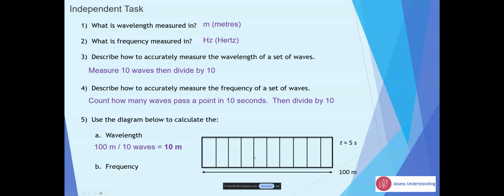Here we can see we've got 10 waves, and it's taken 5 seconds for 10 waves to pass. These waves are moving, and to get all 10 waves past a particular point, let's say where my cursor is, that's taken 5 seconds. So all we do is 10 waves divided by 5 seconds gives us 2 hertz, because that's 2 waves per second.